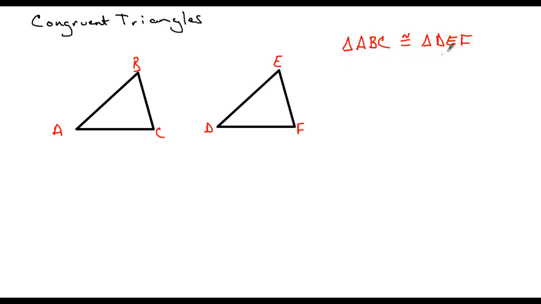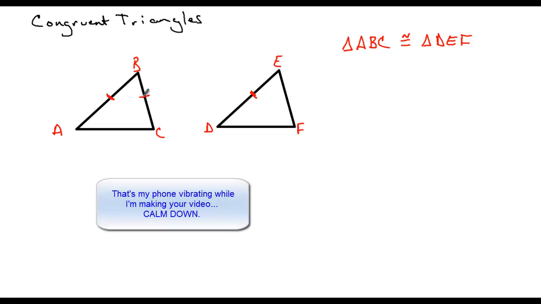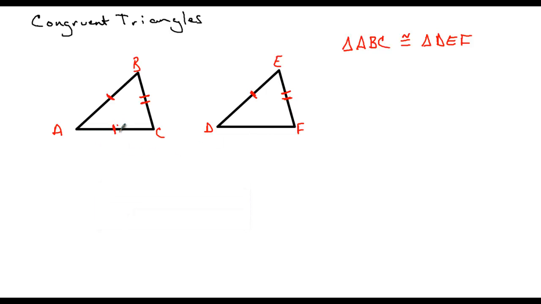So triangle ABC is congruent to triangle DEF. Well, if that's true, that means that AB is congruent to DE. That means that BC is congruent to EF. And it means that AC is congruent to DF. So anything that you know about congruent, meaning the lengths would be equal, the angle measures would be equal, all that kind of stuff is all going to apply to these congruent triangle problems.